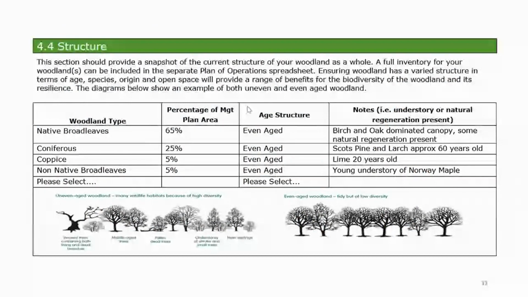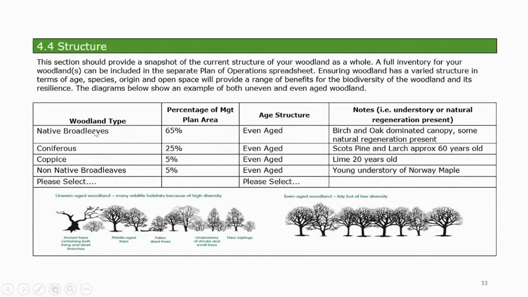So in terms of structure, at the moment we're seeing at the bottom right hand side of the screen, where my mouse is, an even aged woodland. They're all growing in the same way, so it looks tidy, but is of low diversity. And what they're aiming towards is this uneven aged wood, having many wildlife habitats because of a high diversity. So keeping ancient trees containing both living and dead branches, middle-aged trees, fallen dead trees, understory of shrubs and small trees, and new saplings as well. They're also trying to thin out to promote the ground flora as well.